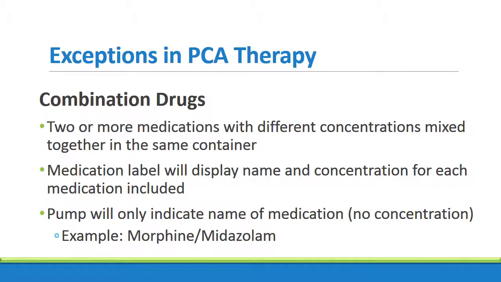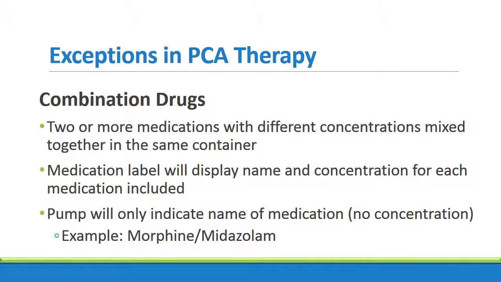I mentioned previously there are some exceptions for the PCA therapy mode. Let's discuss these now. One exception to dosing in milligrams or micrograms is when you have an order for 2 or more drugs in one medication reservoir. These are known as combination drugs and will be dosed in milliliters.